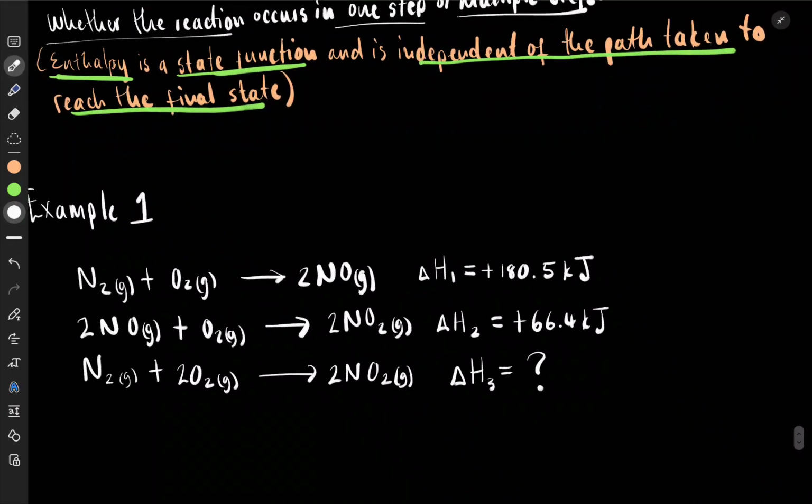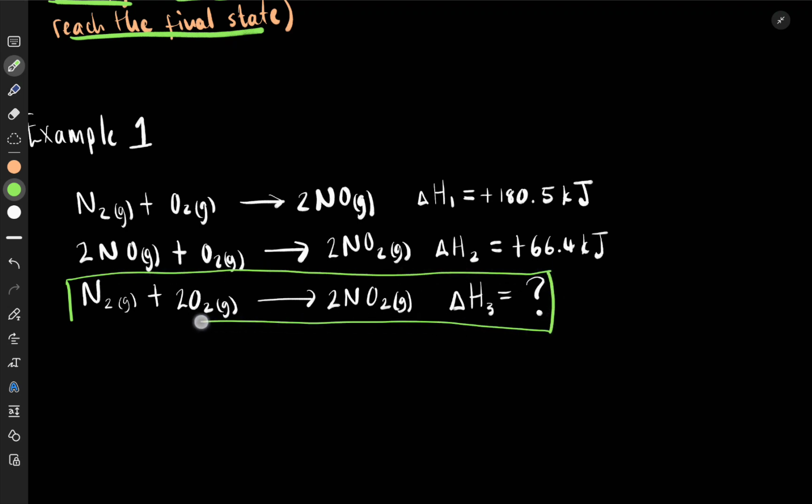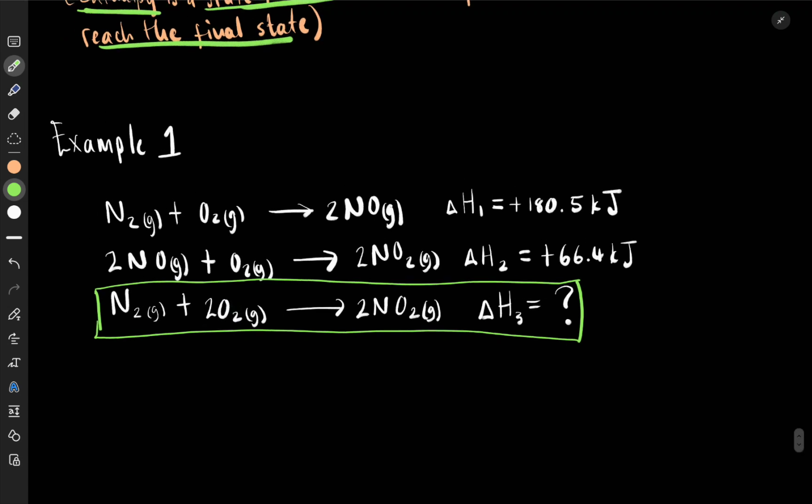Let's do an example. So here's an example. We want to find this one with a question mark. That's the one we want to find, delta H3, right? We don't know what it is, but we know the delta H's of similar things. This is the reaction between nitrogen and oxygen. What we want to make is right here. We want to make nitrogen dioxide from nitrogen and oxygen.